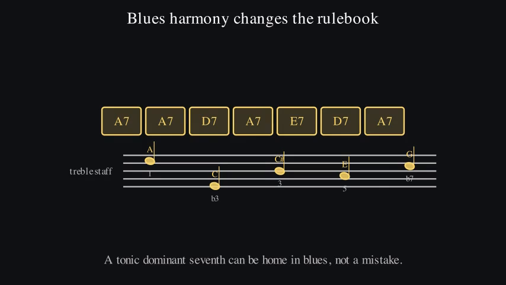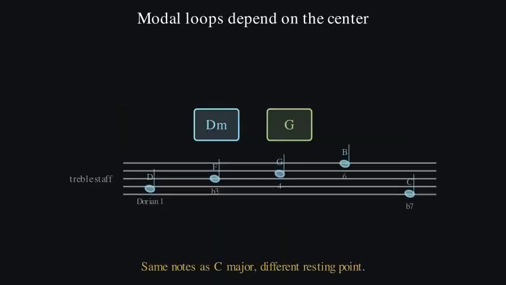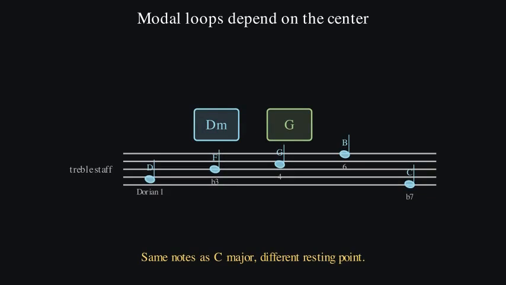Modal loops also change the game. A song might sit on D minor to G for a long time and feel like D Dorian, not C major. The notes may be the same as C major, but the center is different. That is why tonal center matters before chord labeling. The same pitch collection can mean different things depending on where the music rests.